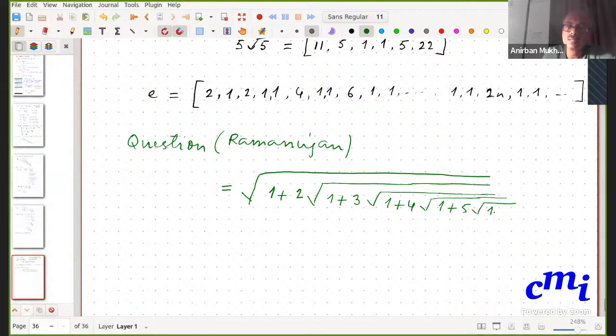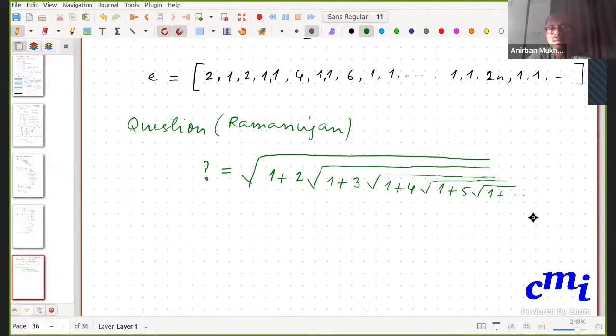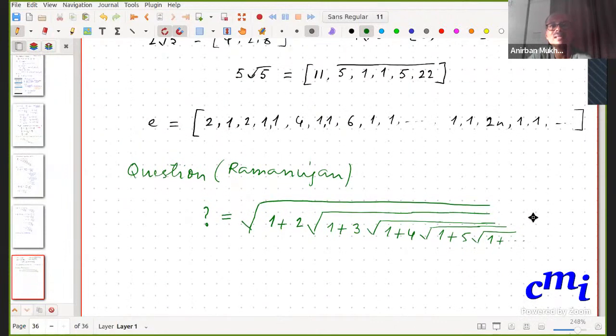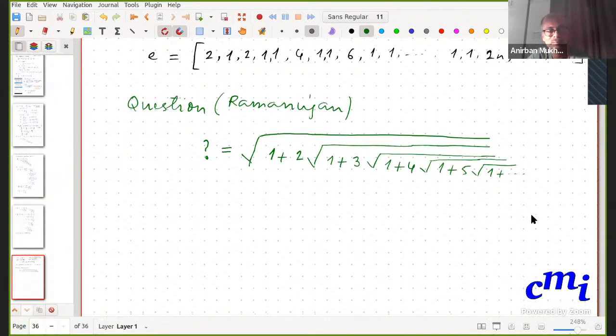So he asked, what is this? So the question is, what is this number? I won't give you the answer. So you can explore this question by Ramanujan. Of course, he himself answered it in 1911. So thank you for your attention, and sorry for taking 10 more minutes actually.